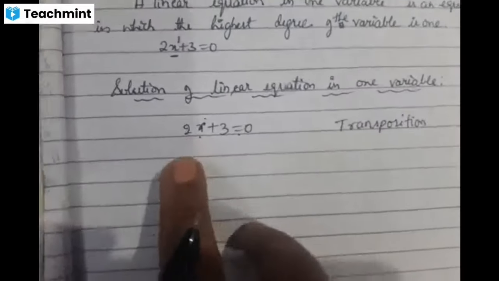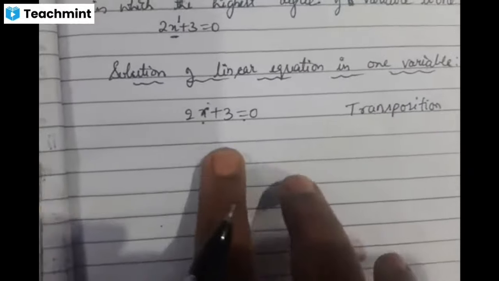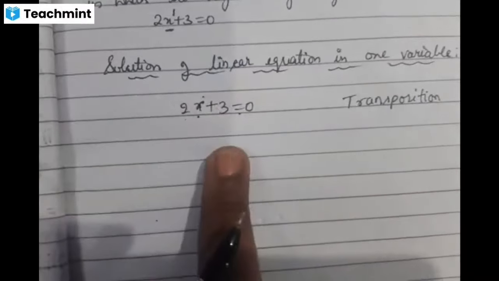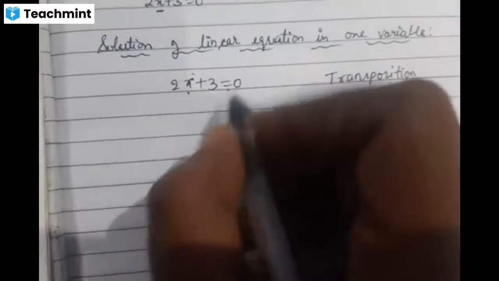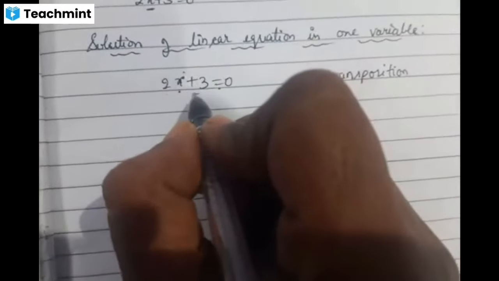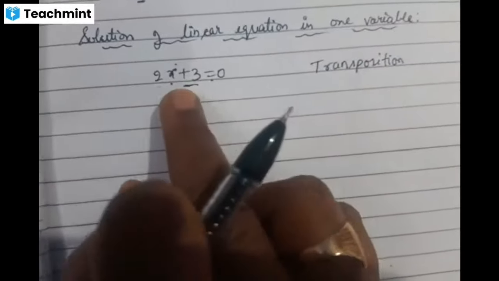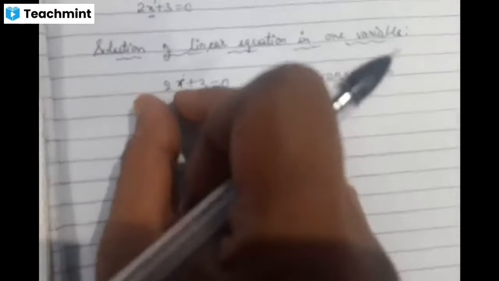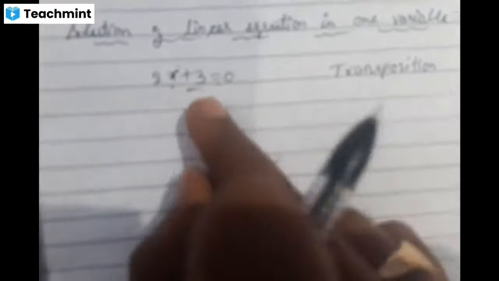So this equation can be solved in two ways. I'll explain one method. 2x plus 3 is equal to 0. Here, first we don't want this number. That is, with the variable term, we have also got a number, that is the constant. First, we shall remove the constant, children. To remove plus 3, we have learnt in earlier classes.